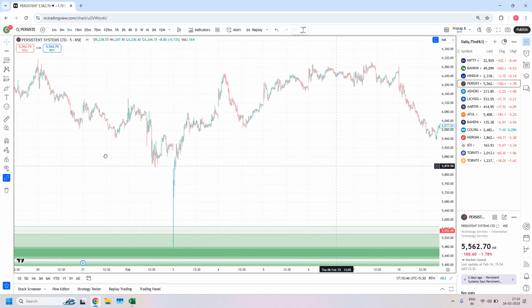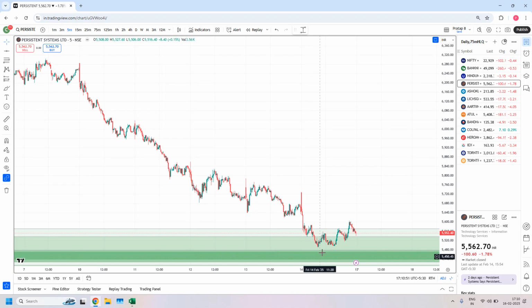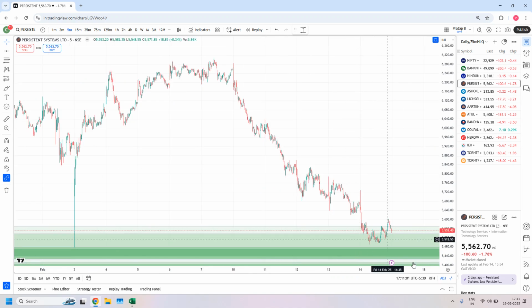But anyway, it is not tested. And today also prices came close to this zone. Today means Friday. Prices came very close and then they started moving up. So still it is a fresh zone from a trade point of view.